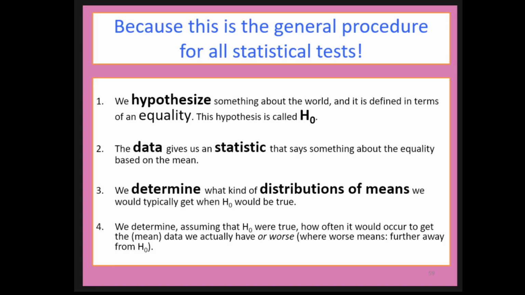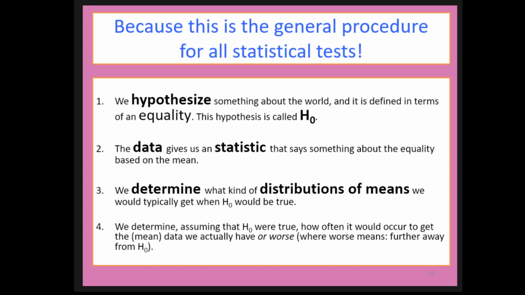And they all go like this. Same slide in principle, but now forget about the whole coin flipping. We hypothesize something about the world, and we call it H0. And that could be boys score equally high as girls, which has an equality in it. The mean for boys equals the mean for girls in the population. It could be anything else. And then the data give us some statistic that suggests something about how likely it is that that equality is true.